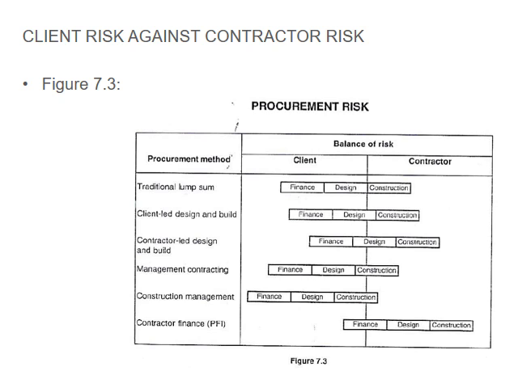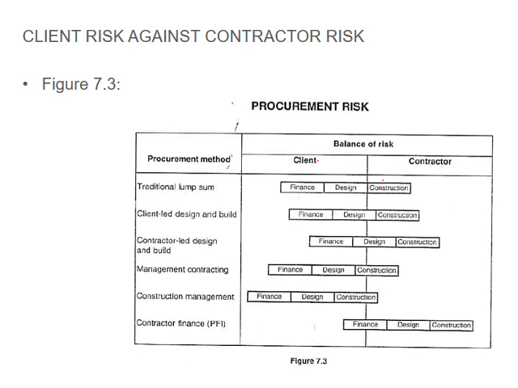Okay, then we get to client risk against contractor risk. Figure 7.3 is just a very nice comparison for your procurement risks. So you either have traditional lump sum risks, where the finance and the design is all on the client, and then the contractor is responsible for the construction.